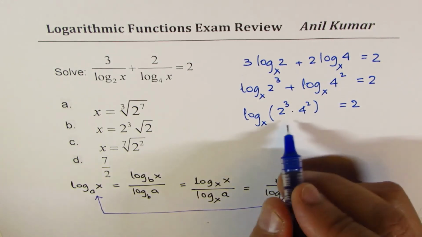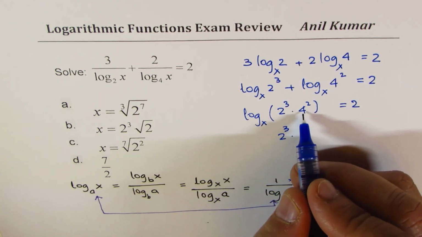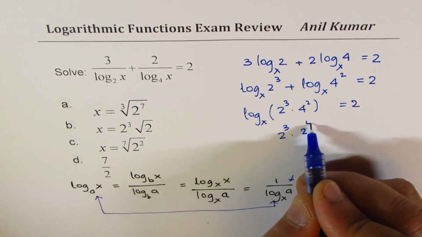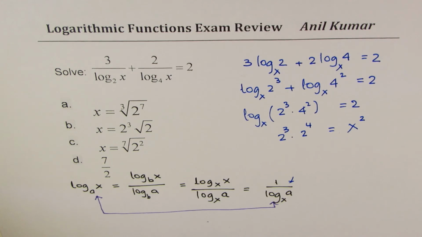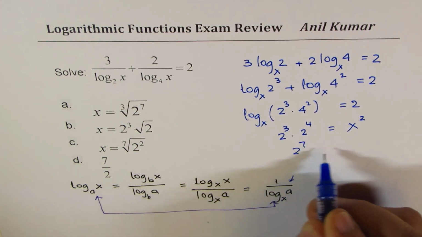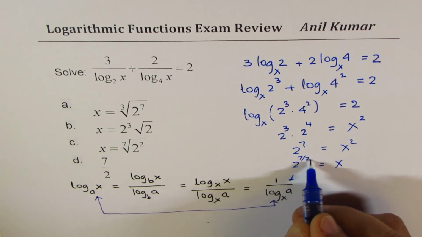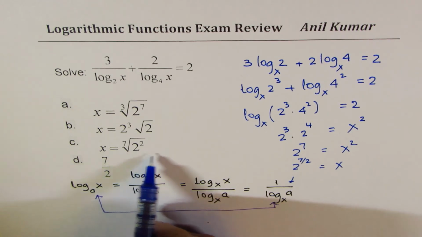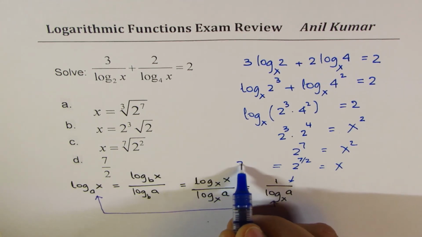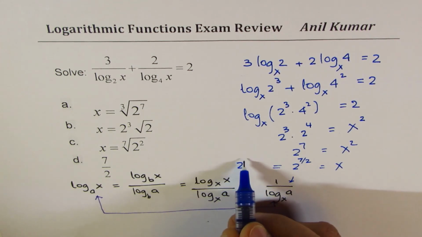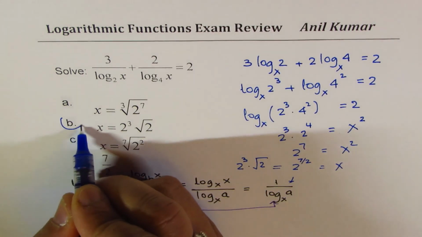Cross it to write it as an exponential equation. So we get 2 to the power of 3 times 4 squared is 16, which could also be written as 2 to the power of 4, equals x squared. You see that? x squared. Now here we get 2 to the power of 7, and we have x squared here. So x equals 2 to the power of 7 over 2. So that is 2 to the power of 3.5, so 2 cubed times square root of 2. So that becomes the answer, which is option B for us.